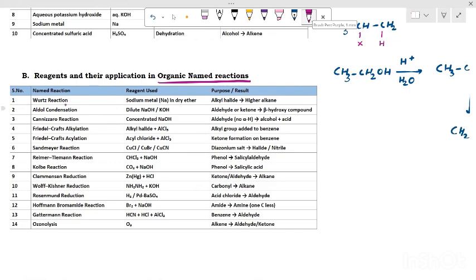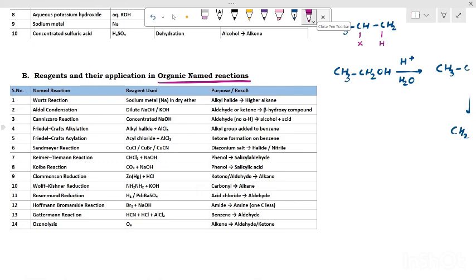So Wurtz reaction, if you see, first named reaction is Wurtz reaction. Sodium metal in dry ether, it converts alkyl halide to higher alkanes. Second named reaction is aldol condensation. We take dilute NaOH or KOH and we convert aldehydes or ketones into beta hydroxy aldehydes or ketones.